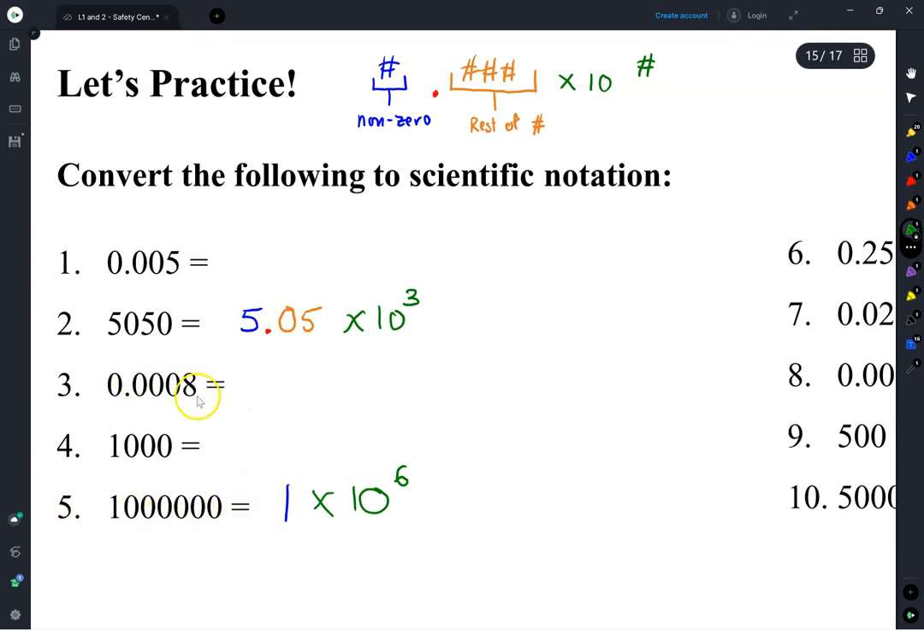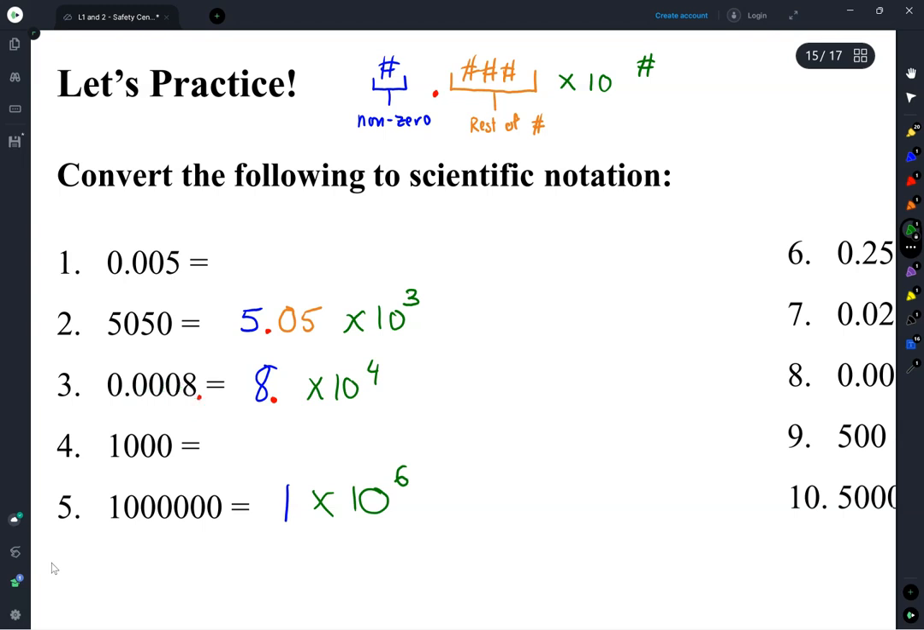Let's try number 3, and that'll be our last one here. Again, the first number that's not a 0 is an 8. Since there are no other numbers afterwards, I can just leave it at that. So now the new location of the decimal is here, and I can count how many jumps it takes to get there. 1, 2, 3, 4 jumps to get there, times 10 to the power of 4.